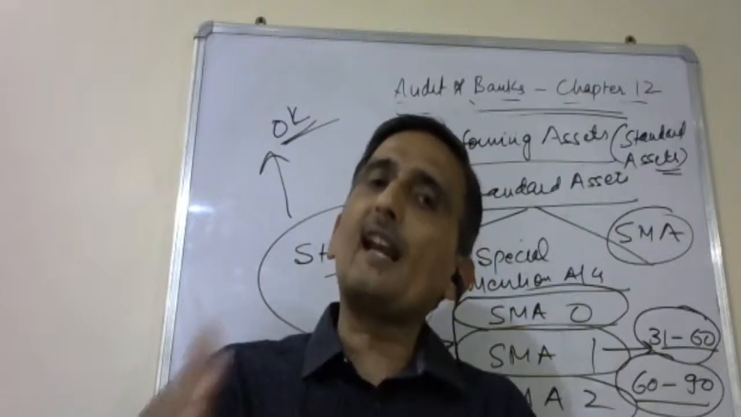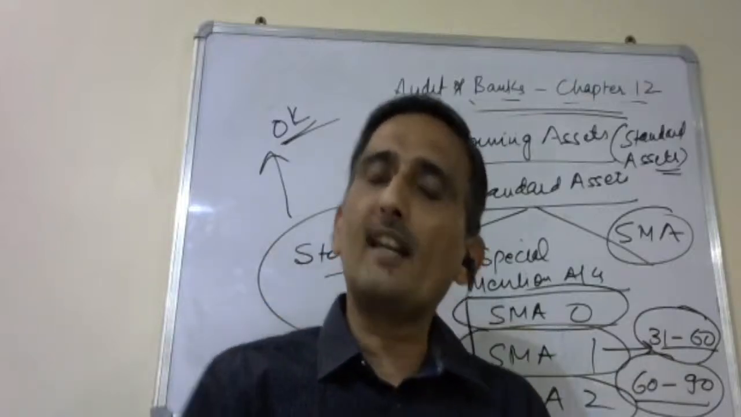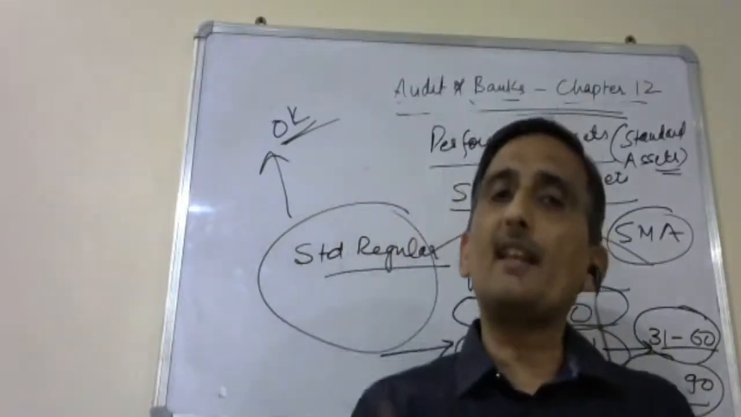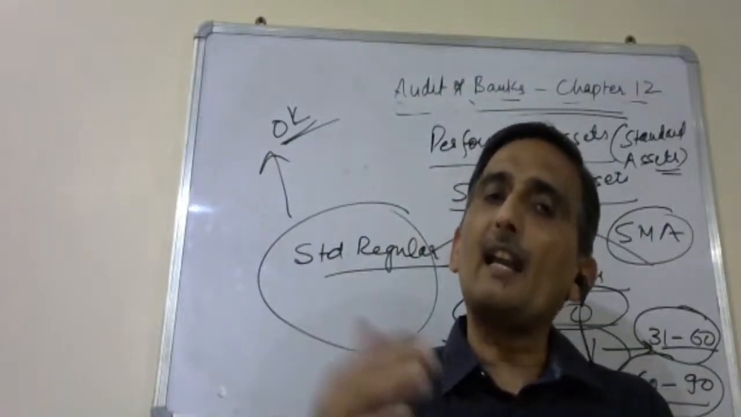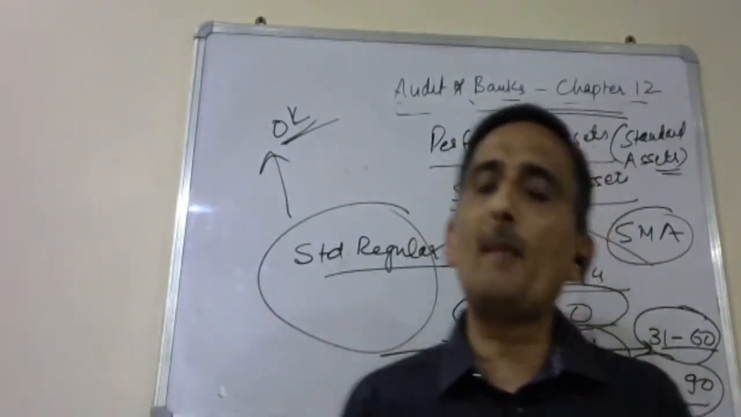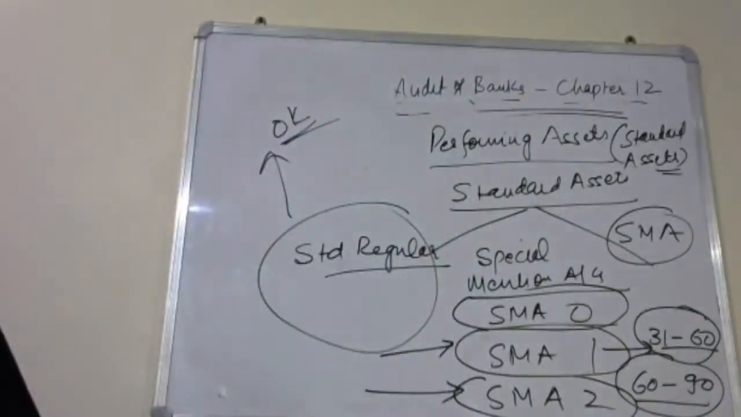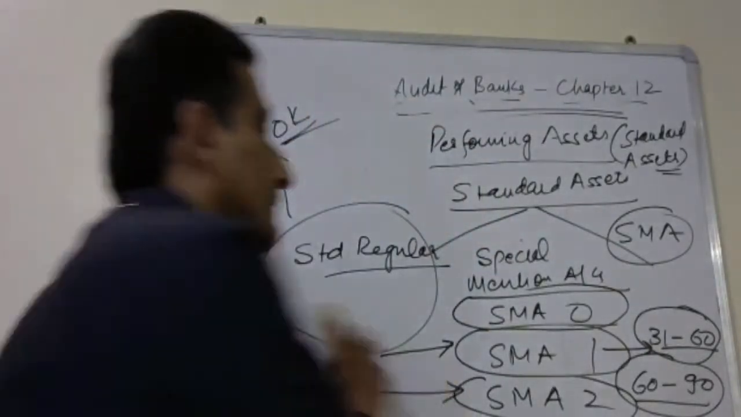But after 90 days, it becomes a non-performing asset. What does it become? It becomes an NPA. It becomes a non-performing asset account. Okay, and provisioning norms apply.